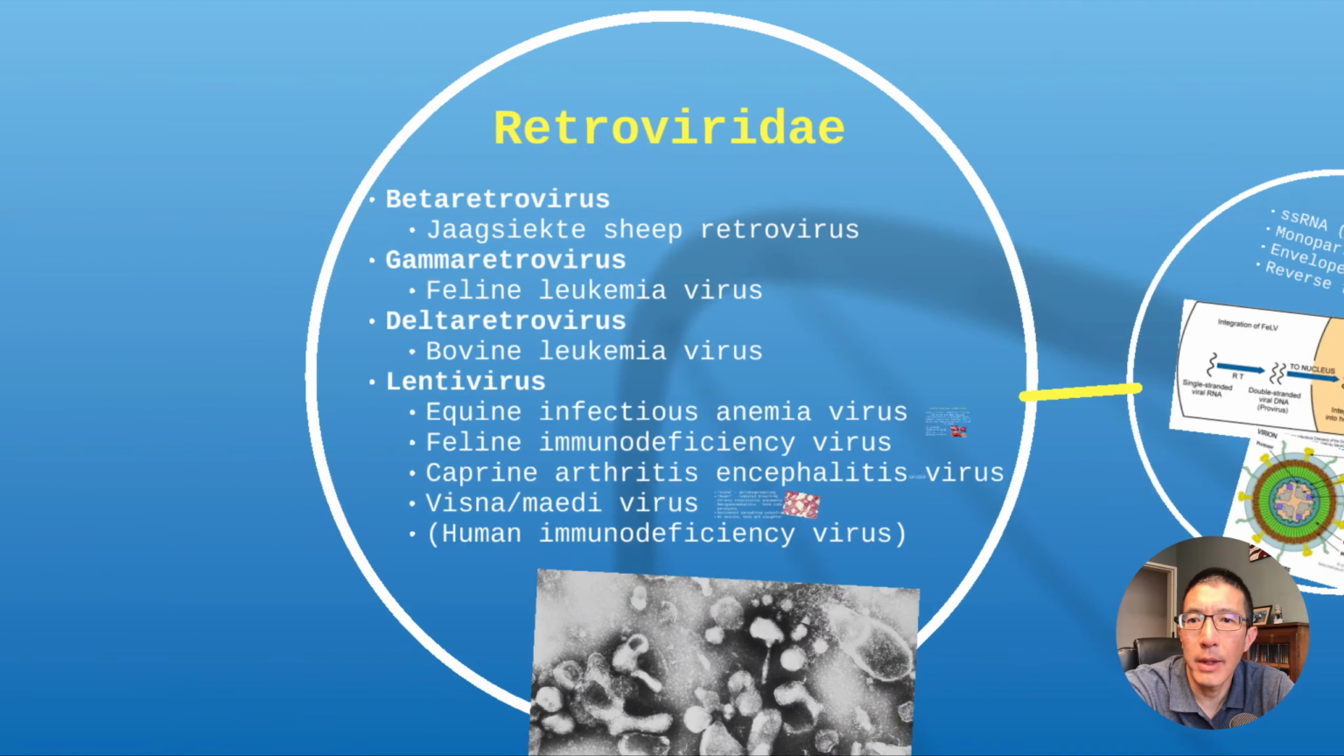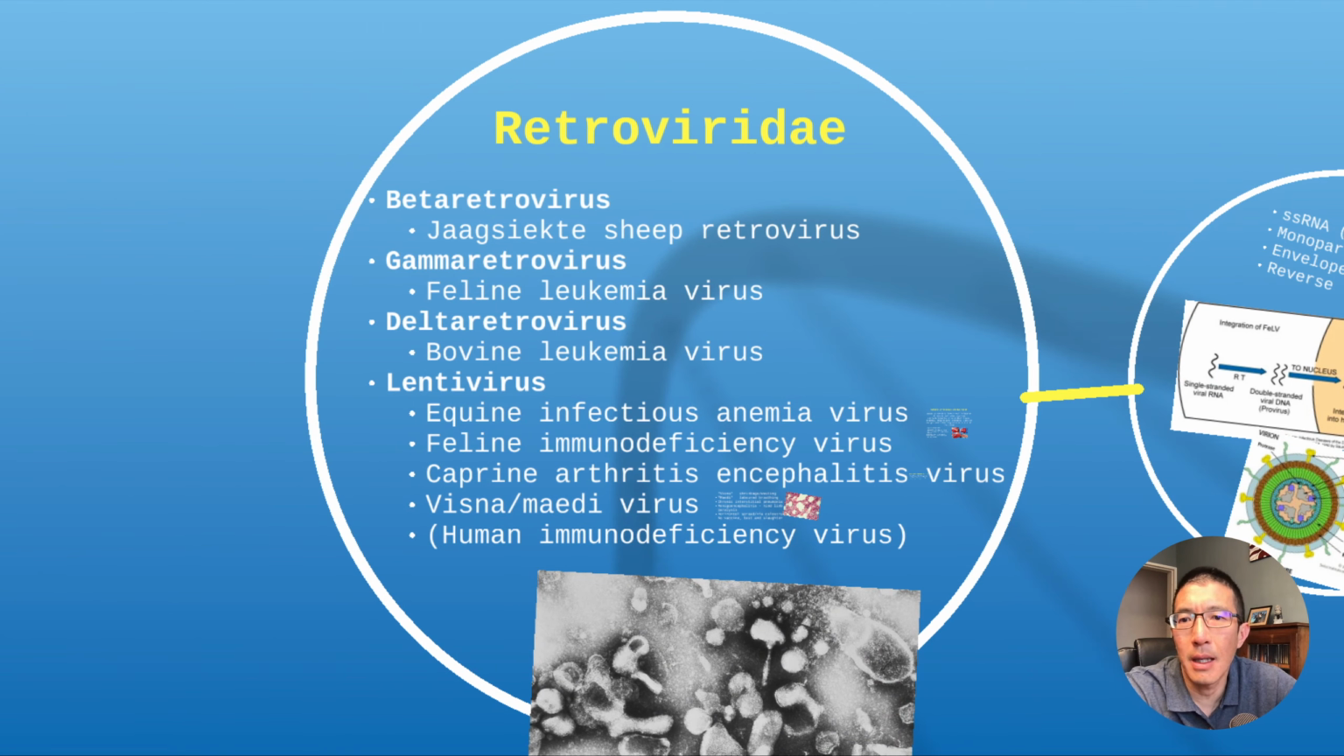Okay, so just to recap, we have discussed retroviruses of cats, namely feline immunodeficiency virus and feline leukemia virus. In bovines, bovine leukemia virus, and in sheep, Jaagsiekte sheep retrovirus. So another retrovirus affecting sheep is Visna-Maedi.